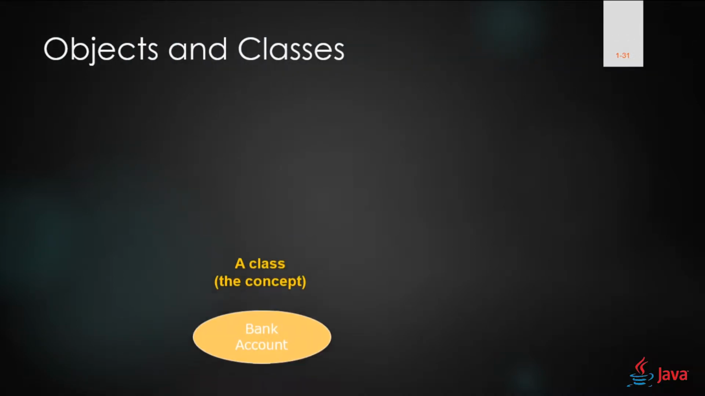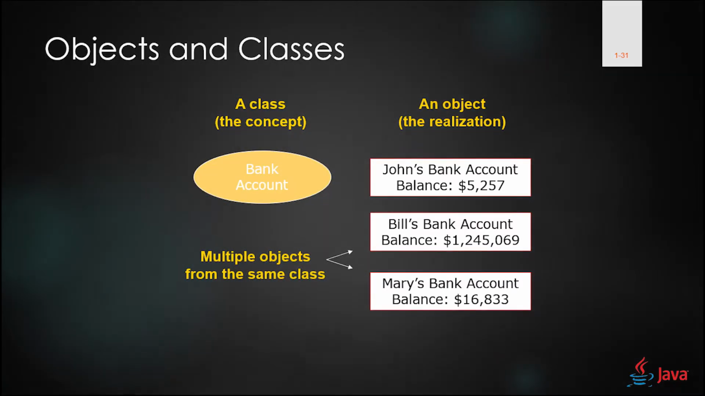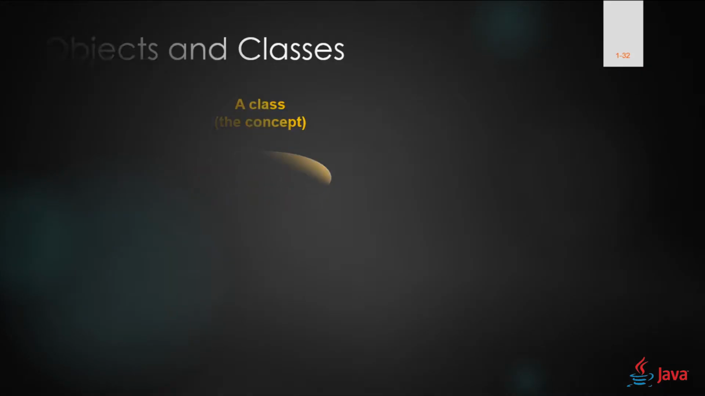In this photo, you can actually see the depiction of objects and classes. So a class can be a bank account. Simple, the concept, the bank account. And this concept can have many objects like John's bank account, Bill's bank account, Mary's bank account. But all of them are bank accounts. They comprise the whole concept of bank account.